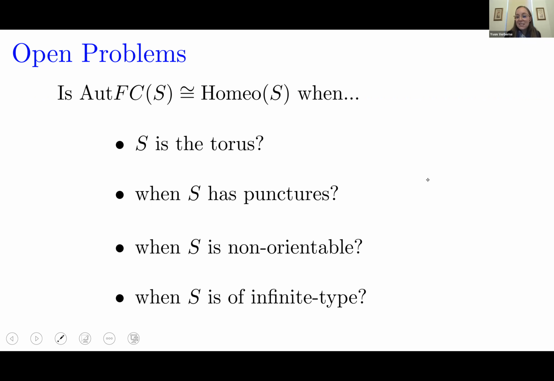And what if our surface is of infinite type? So all of the surfaces that we looked at have finitely generated fundamental group, but there are classes of surfaces that have an infinitely generated fundamental group, and these are called surfaces of infinite type. Are we able to say something similar for these surfaces of infinite type?